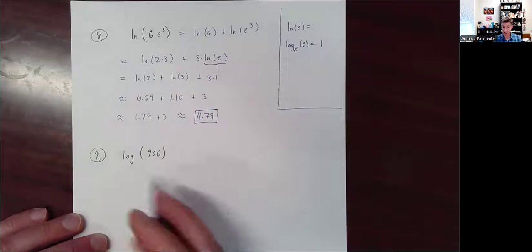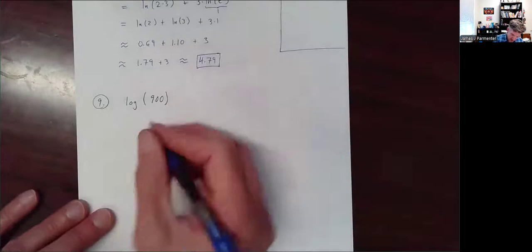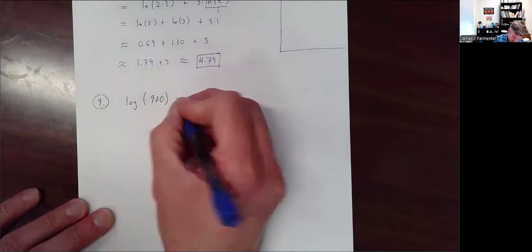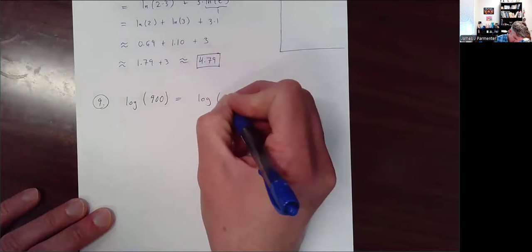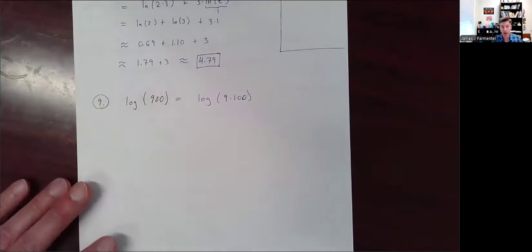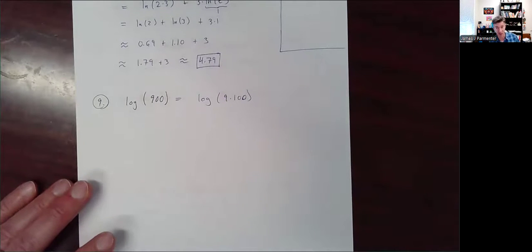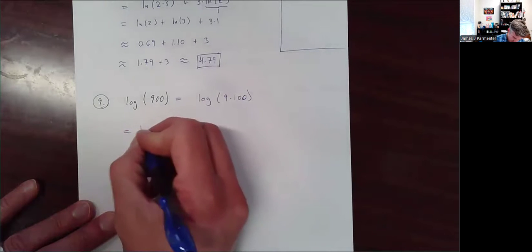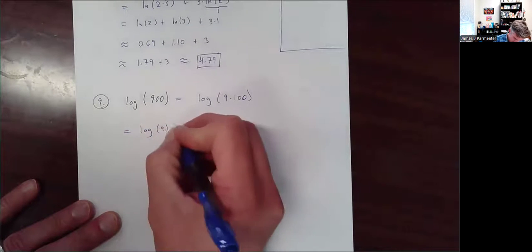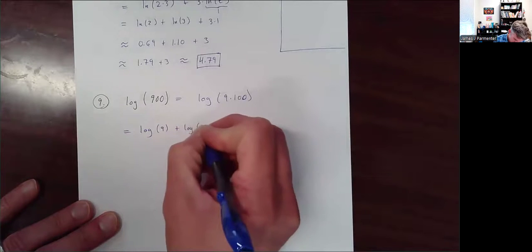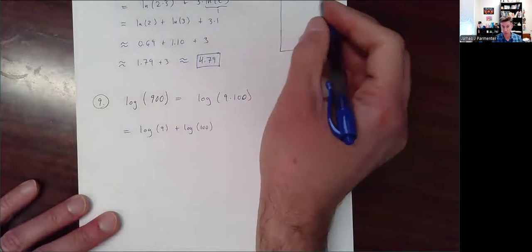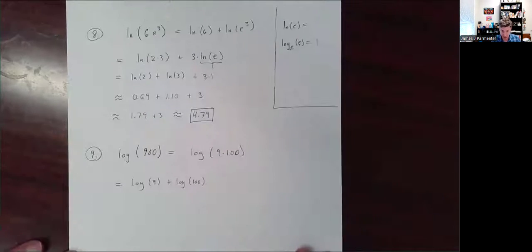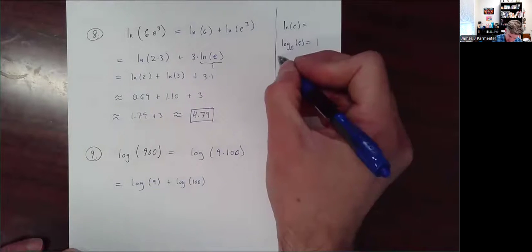Same kind of deal is going to happen here. I'm going to rewrite this as the log of 9 times 100, recognizing that 100 is a power of 10, and so I shouldn't try to break it down any further. So I'm going to break this apart as log of 9 plus log of 100. And just like up here, log base e of e was 1.